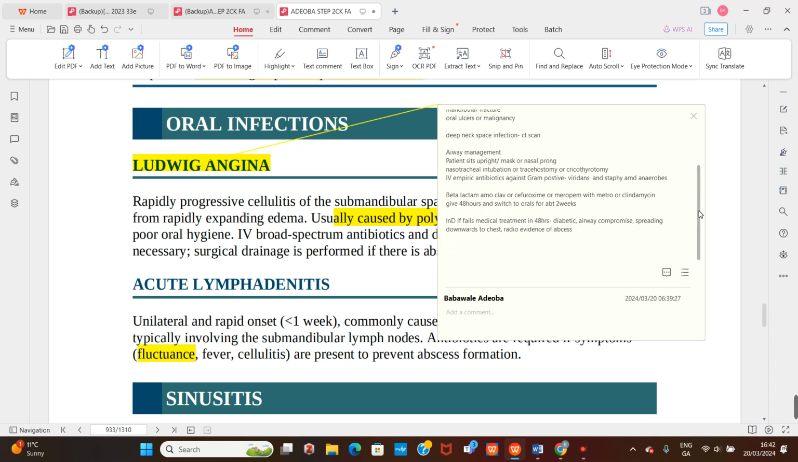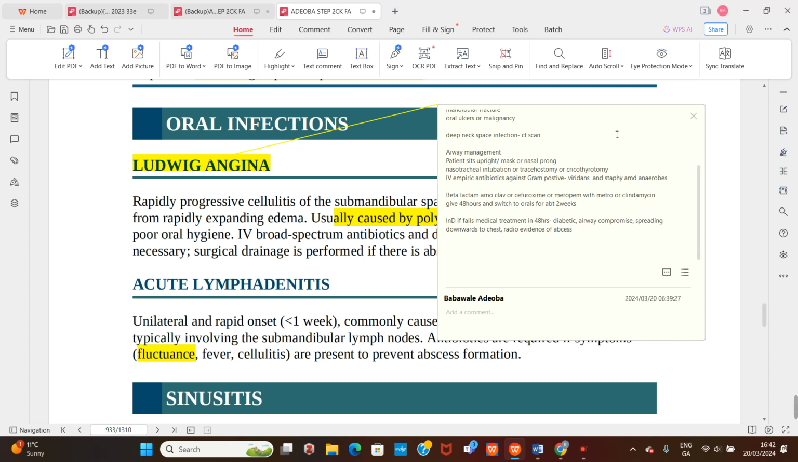So ABCD. You want to be sure that the airway is not compromised, or it is not at the verge of getting compromised. If there's a need to assist with the breathing, you sit the patient upright and you give oxygen by mask. Even if you want to intubate this kind of patient, this is not a patient you are going to be doing endotracheal intubation, because you need to pass the tube through the mouth, but that mouth is already blocked. So you have to take it through the nose, and nasotracheal intubation requires a lot of expertise.